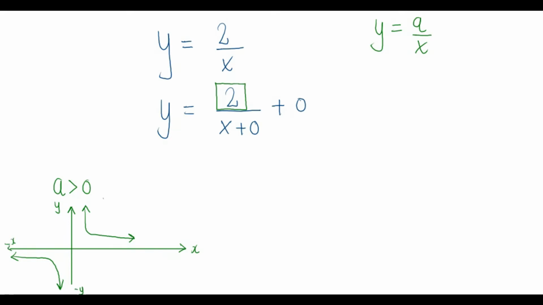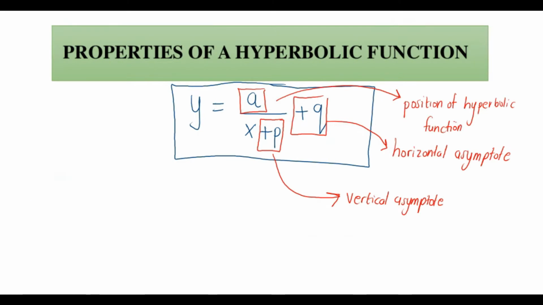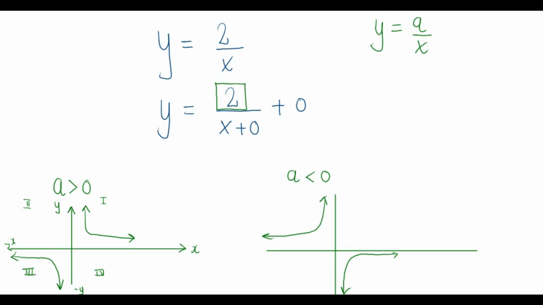So when your a is greater than 0, your hyperbolic function is in the first and in the third quadrant. That's the first quadrant, second quadrant, third quadrant, fourth quadrant. And if your a is less than 0, our hyperbolic function needs to be in the second and in the fourth quadrant. So we've discussed the first aspect, the a telling us about the position of a hyperbolic function.